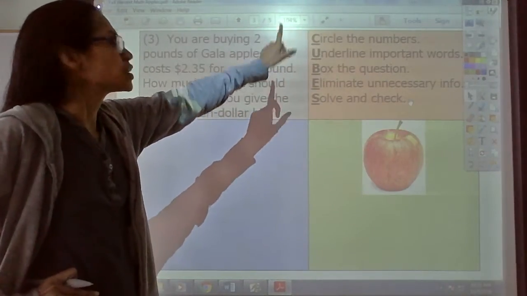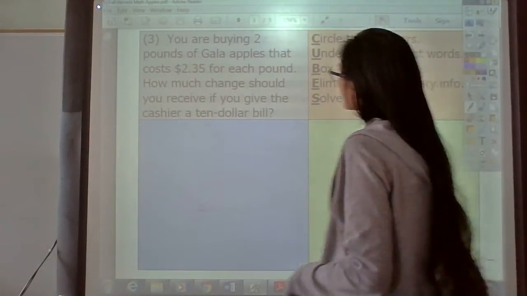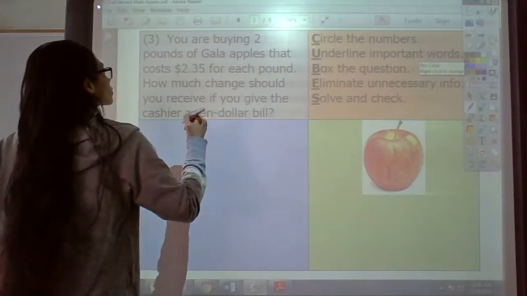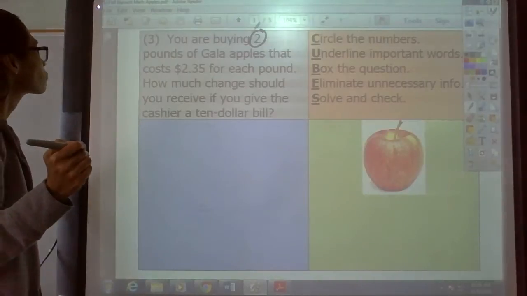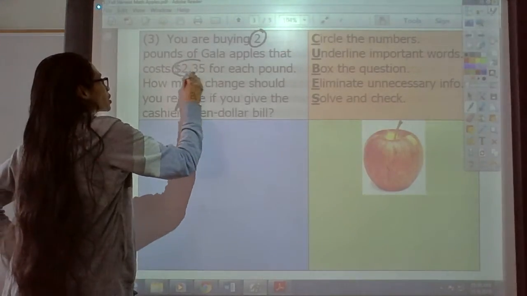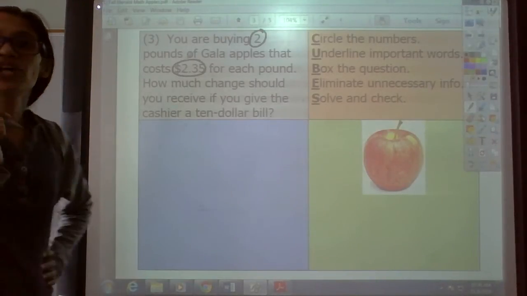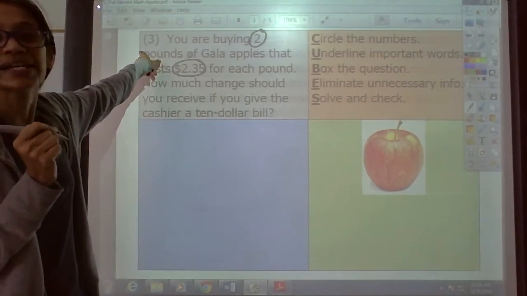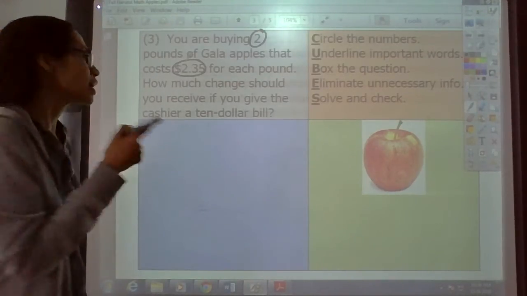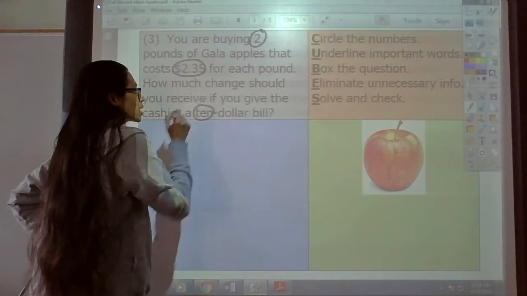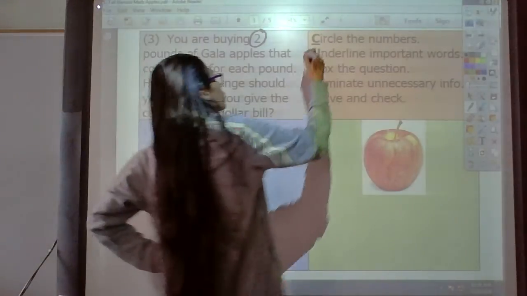Cubes clues is the C step, and what does that say? We need to circle the numbers. Help me find some numbers here. What do you see? I see the number 2 right there. What else do you see? $2.35. What else do you see? I see another number. No, not that number. That's a word number. It's a number name. Where is it? Right here, the number 10. Bam, right there. Anything else? Nope, that's it. We are done with that step.